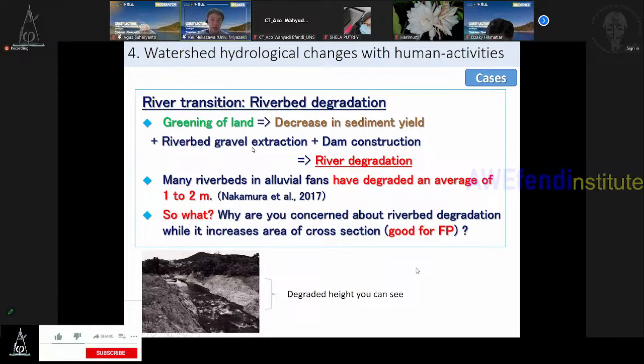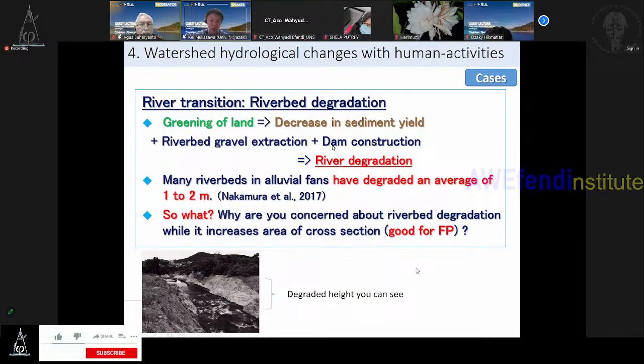And after the greening of land, like the expansion of artificial forest, it actually increased the forest area throughout Japan, and it decreased sediment yield or production. So the river doesn't have much sediment compared with the past. And also the riverbed gravel became important for making building structures.